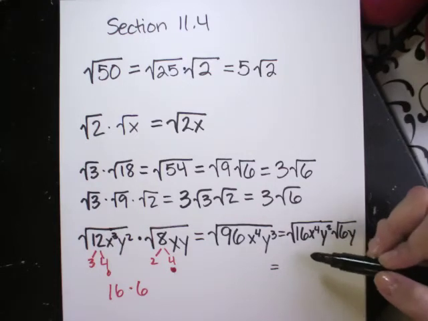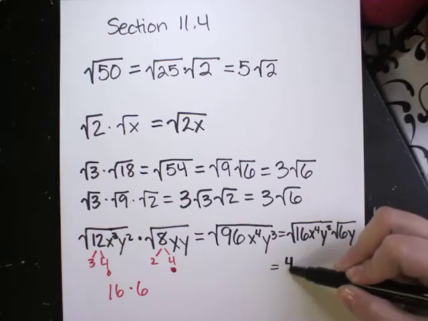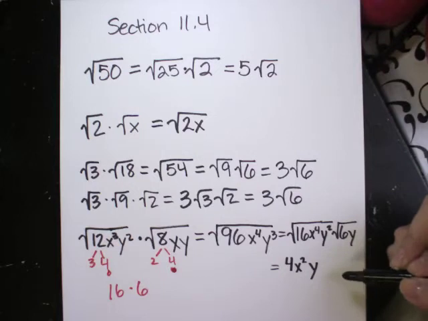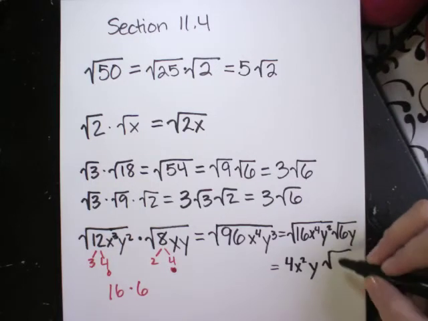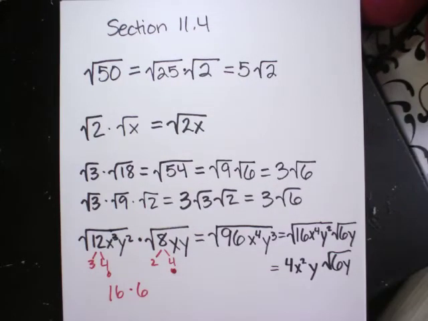Okay. So we have 4x squared, and then y. And what's left under here? Squared, and it's 6y. The square root thing. Come on, Cameron. Yeah, absolutely.